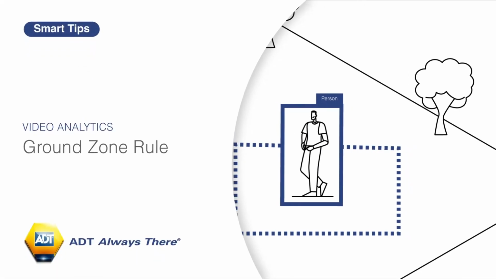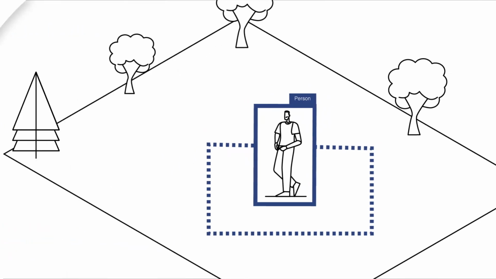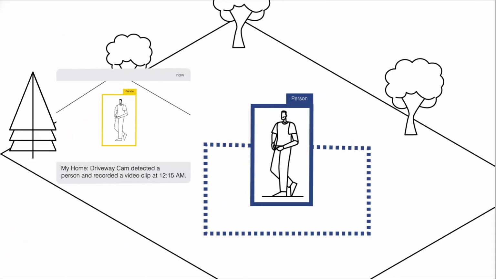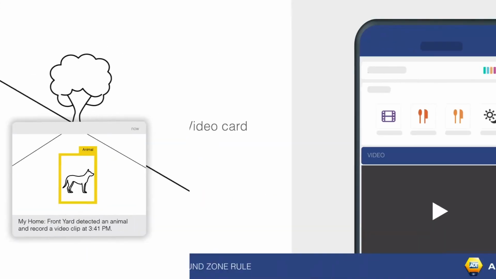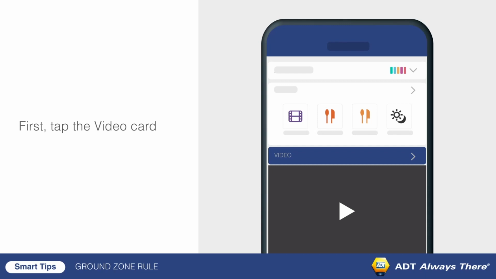Ground zone video analytics rules are best used for capturing loitering in a specified area. For example, a person loitering near your front door, or an animal in your garden. To configure this rule, tap on the video card from your app's home screen.